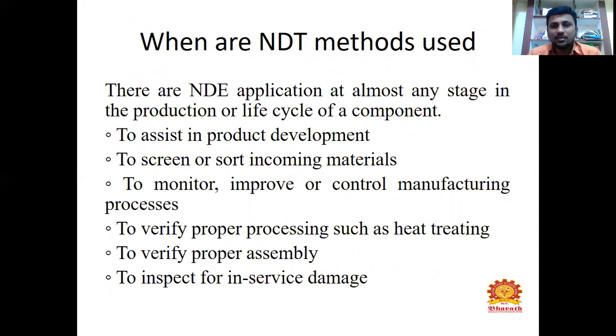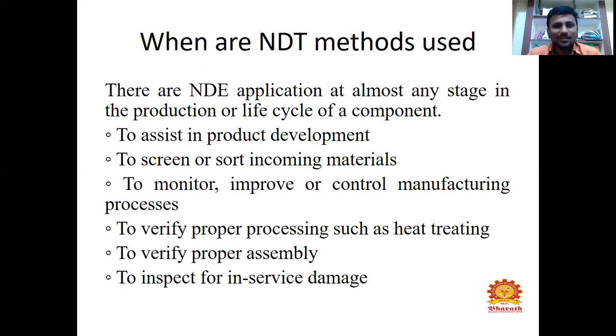When are the NDT methods used? There are NDE applications at almost any stage in the production or life cycle of the component. See, the NDT methods that we use, in the production time and life cycle of the component, have a major important role in industry. So in that particular point, NDE is applicable to assist in product development.